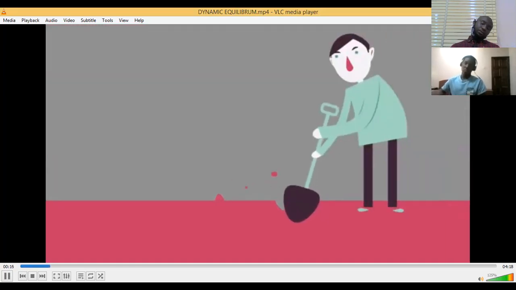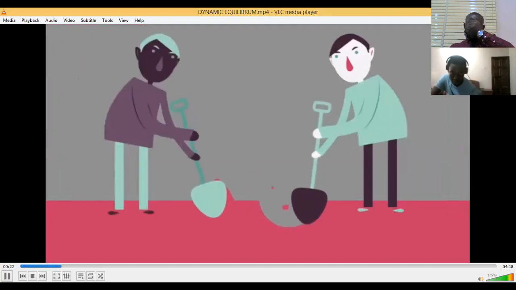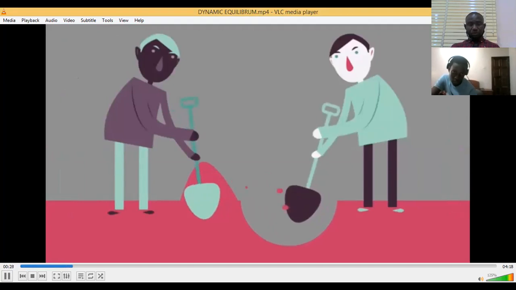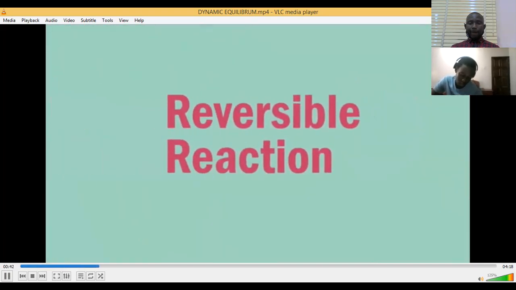Imagine you are digging a hole. Imagine, as you are digging that hole, your friend is refilling it. If you are digging the hole faster than your friend, the hole gets larger. If your friend is filling the hole faster than you, the hole gets smaller. But if the two of you are working at the same speed, there would be no change to the size of the hole. The same concept can be applied to a reversible reaction.